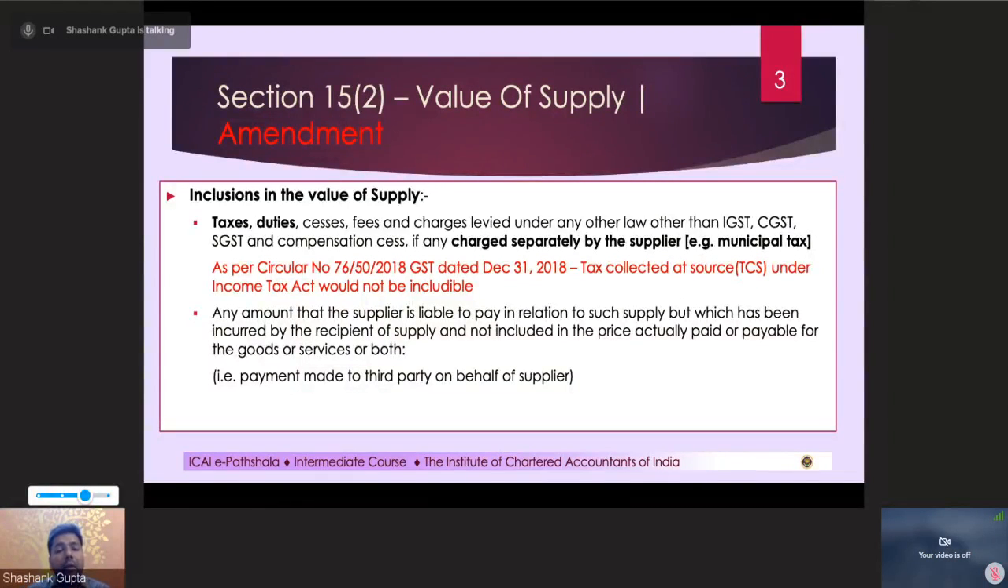Okay? Any amount that the supplier is liable to pay in relation to such supply, but which has been incurred by the recipient of supply and not included in the price actually paid or payable for the goods or services or both. So what does the law provide here? The law says, suppose I am a chartered accountant. I am providing services to, suppose, LG, and the services provided are worth 10 lakh rupees.